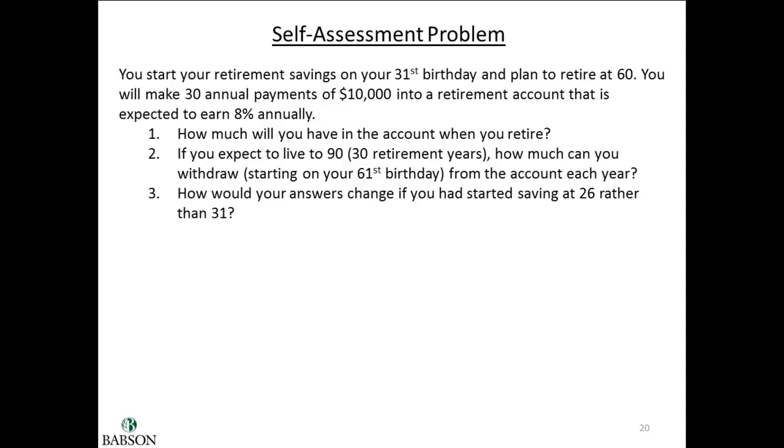Then what happens? Then you start drawing down on the account. How much can you draw down each year for the following 30 years, assuming that same 8% rate of return on the remaining balance? And then finally, what happens if you start saving at age 26 and you still retire at the same age of 60 and you still die when you're 90? So work that through and we'll talk about it in class.